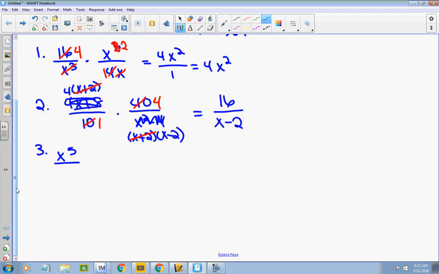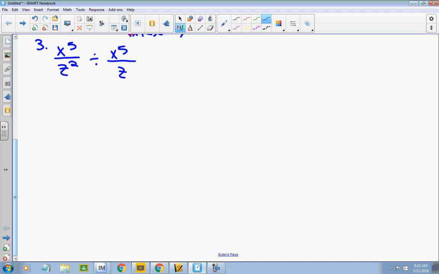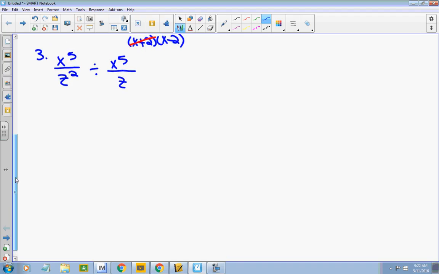X to the 5th over z squared divided by x to the 5th over z. Okay, so what do I have to remember to do? I have to flip the second one. So I have x to the 5th over z squared times z over x to the 5th. Okay, can I cancel anything? I can get rid of the x to the 5th, right?